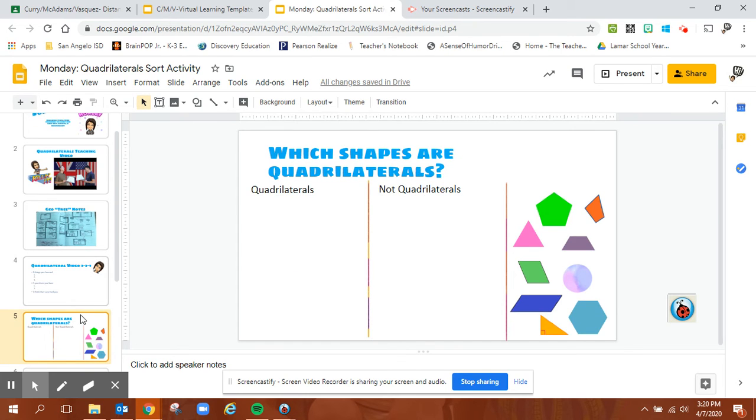All right, the next step is you are going to sort these shapes into quadrilaterals or not quadrilaterals. Now remember, we talked about it. Quad means that it has 4 sides. So if I look right here, I have a triangle. Well, I definitely know that a triangle has 3 sides. So it's going to go into the not quadrilateral side. Okay? So you're just going to sort all of those shapes there.